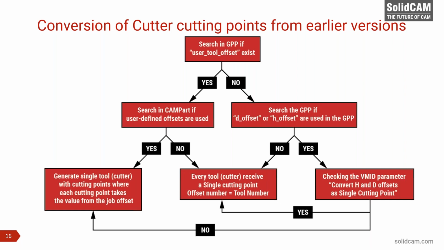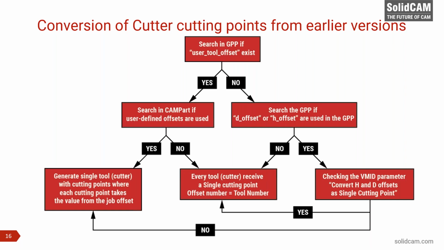So imagine that you have one part defined in SolidCAM 2020, okay? And you want to load it in 2021. We still don't know how many jobs there are, or what the tools are. So what SolidCAM will do for you is the following. The only way to support correct conversion of the cutting points is that we look not only at the CAM part, not only at the VMID, but also at the GPP file, what is used in that case, all right?